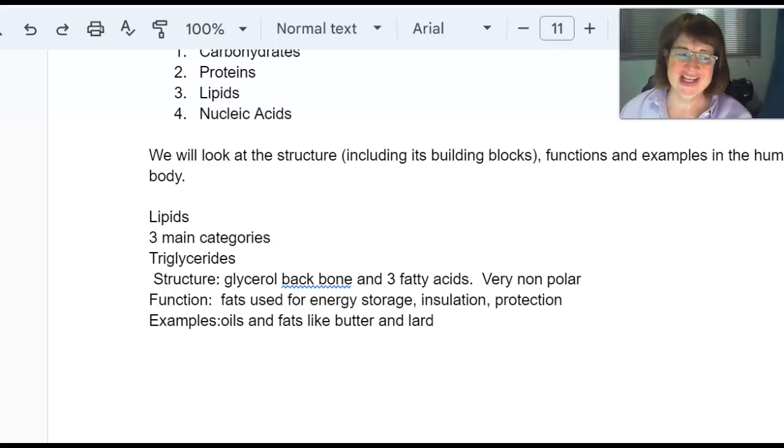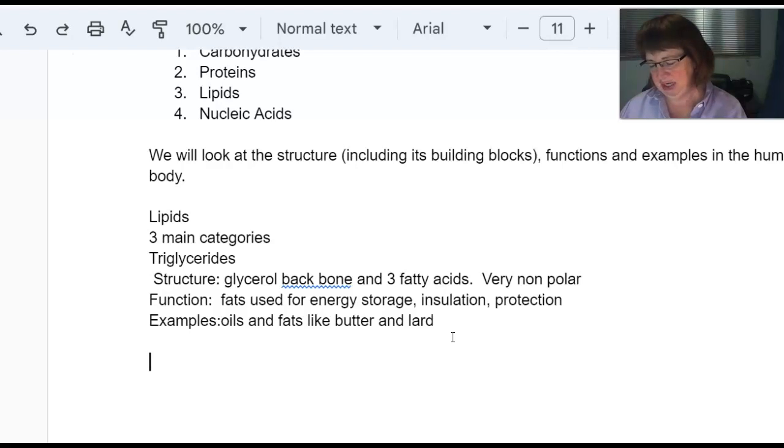So as we're summarizing, there are three main categories. The first one is triglyceride. Hopefully you got that the structure is a glycerol backbone with 3 fatty acids coming off it. And very important is that it is very non-polar, does not react well with water. Then the function of fats is energy storage, insulation, protection, and also vitamin absorption, A, D, and E. Then examples are oils and fats like butter and lard. So that is category number 1.